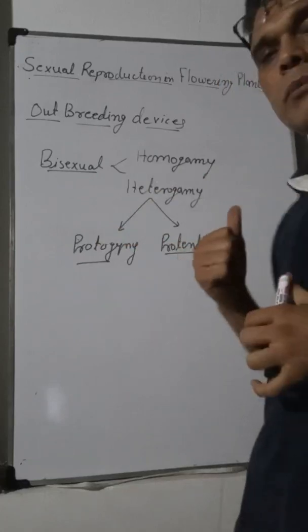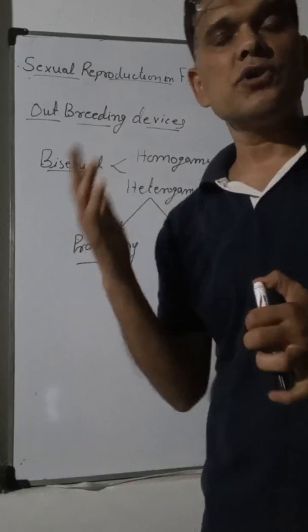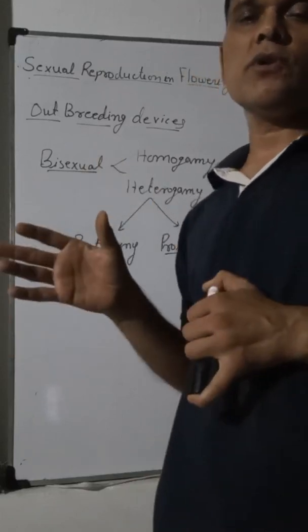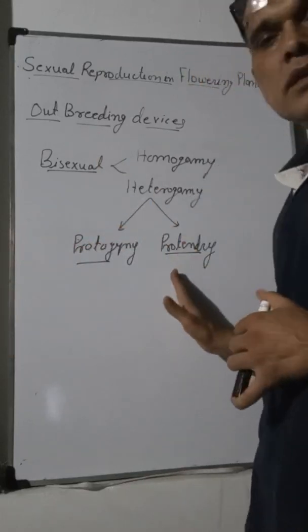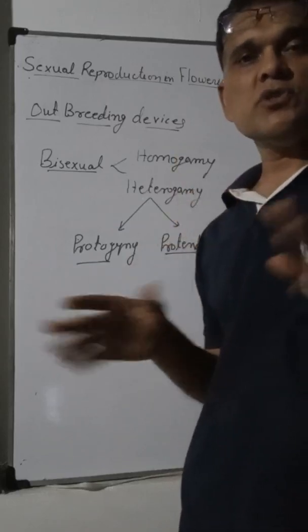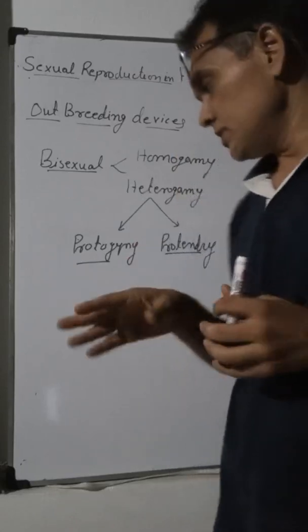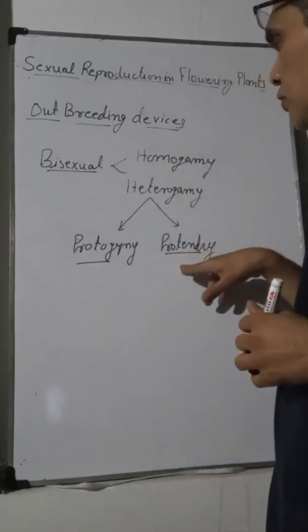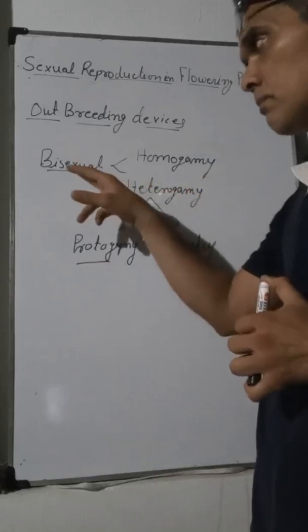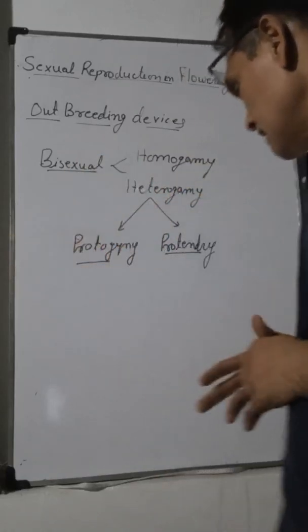And protandry: proto means first and andry refers to the androecium, the male reproductive organs. So here the androecium matures first. Till that time the gynoecium is not mature. So that also prevents self pollination. So protogyny or protandry may occur in a bisexual flower due to heterogamy, which prevents self pollination.